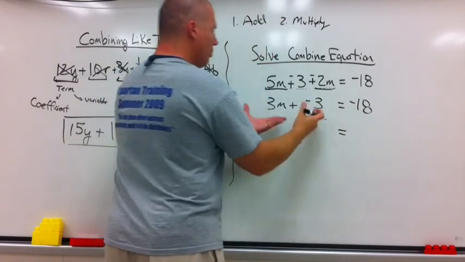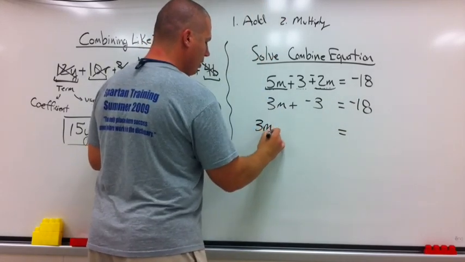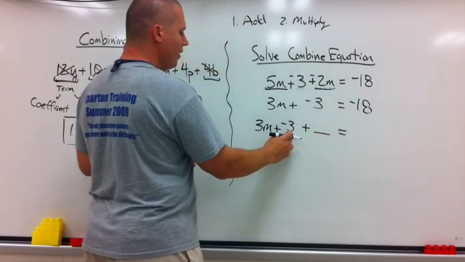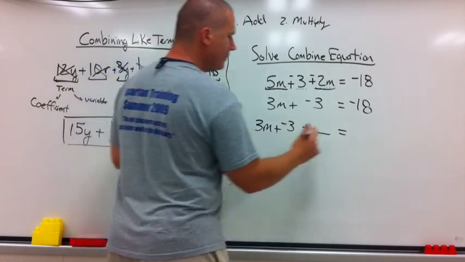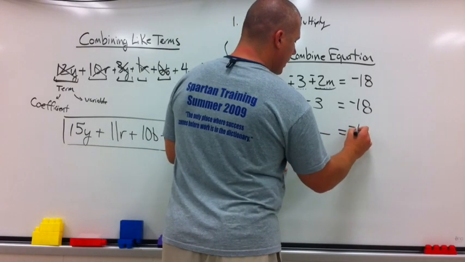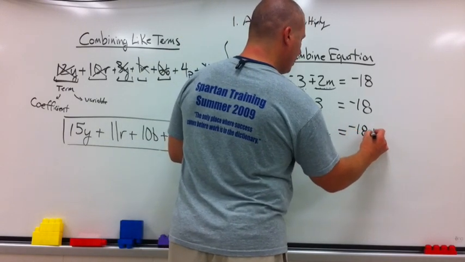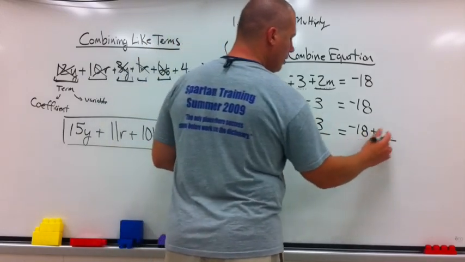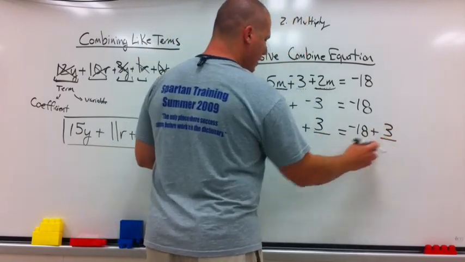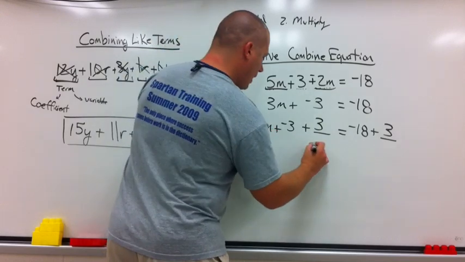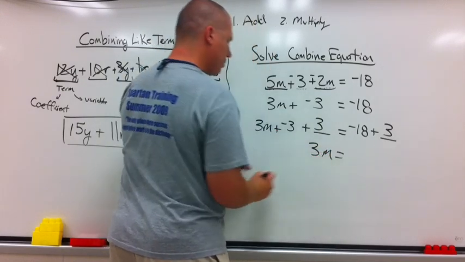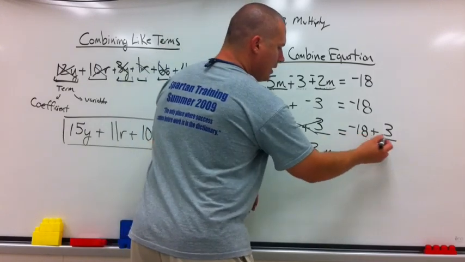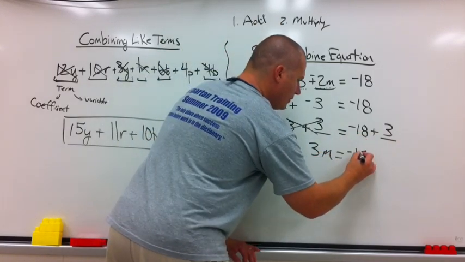Take the side with the variable, expand it, 3m plus -3. I must add the opposite of the number that is being added. -18 plus something. Opposite of -3 is 3. If I add it to one side, I must add it to the other. On this, I get 3m equals. -3 and 3 go away to 0. -18 plus 3 gives me -15.